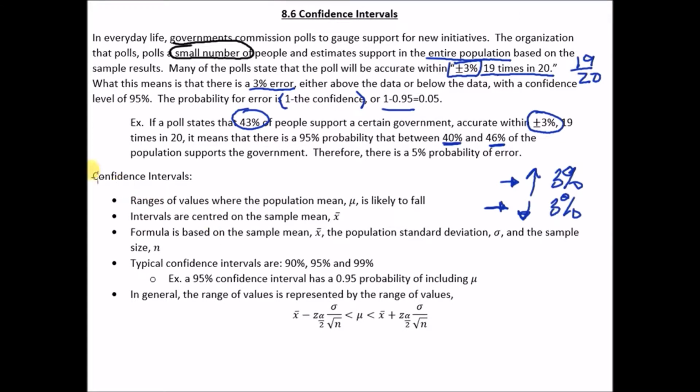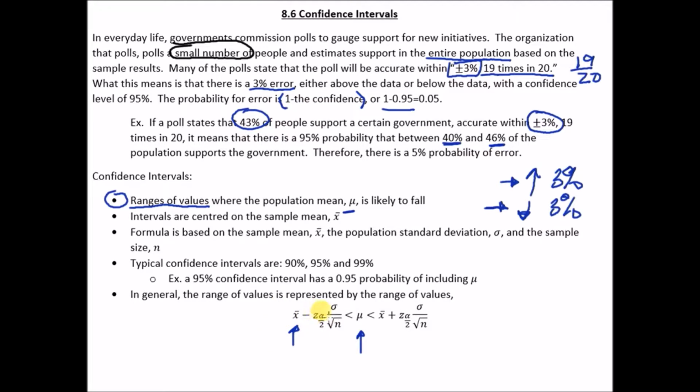Here are a couple of points on confidence intervals. A confidence interval is a range of values where the population mean, which is mu, is likely to fall. When we see a confidence interval, take a look right down here. See the mu? Mu is between this number and this number. And intervals are centered on the sample mean.